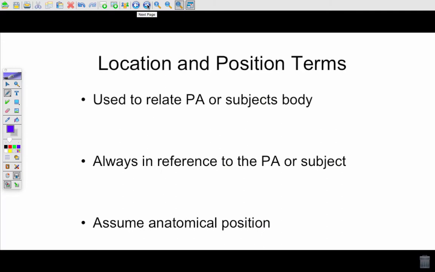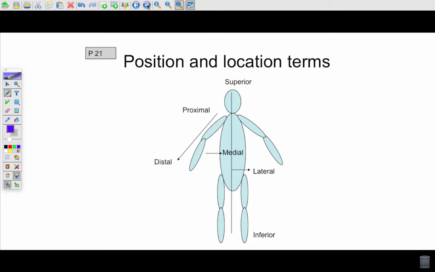Okay. Location and position terms. Location and position terms are used to relate the patient or subject's body, always in reference to the patient or subject. So when we say right arm, it's the right arm of the patient, not the right as we look at it. There are surgeries that go very badly every year because someone made a mistake with location or position terms. And once again, always assume anatomical position.